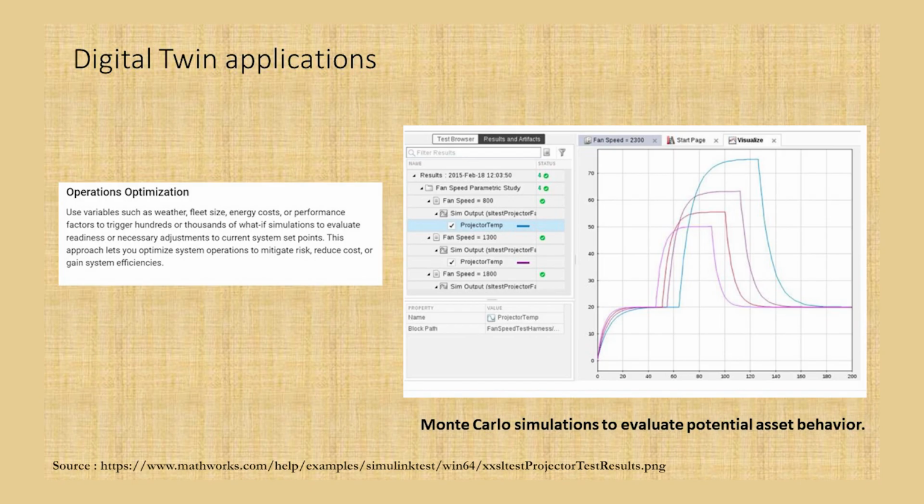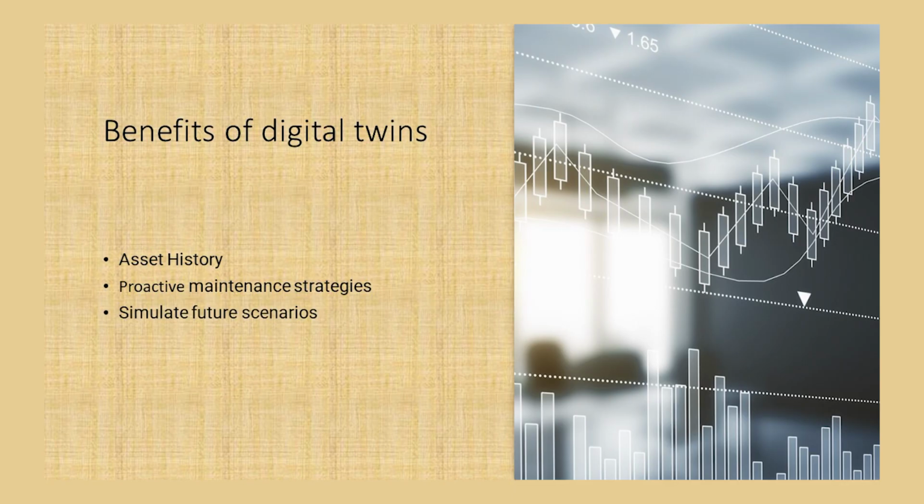So, that helps you optimize your system's operations, it helps you mitigate risk, your risk in your operations reduces, and you can reduce your cost, and you can gain system efficiencies. You can make your entire shop floor, or you can make your entire plant efficient. So, several benefits accrue from digital twins.